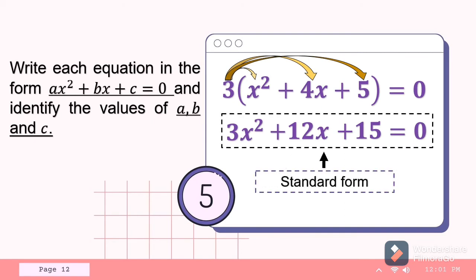Mahahanap na natin yung value ni a, b, at c. Ano ang value ni a, which is the quadratic term? That is 3. Ano ang value ni b, yung linear term? That is 12. And c, which is the constant term, that is 15.